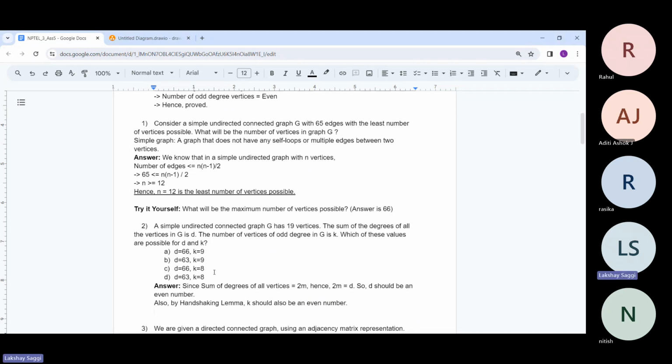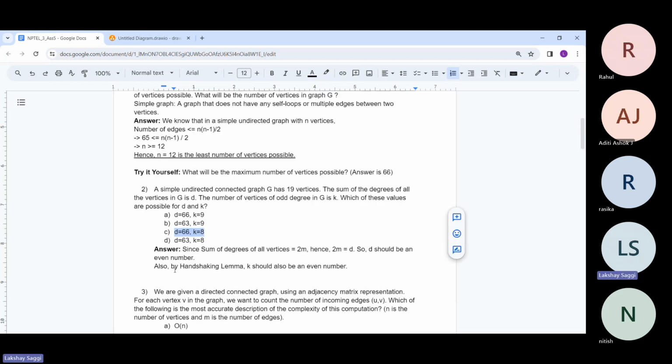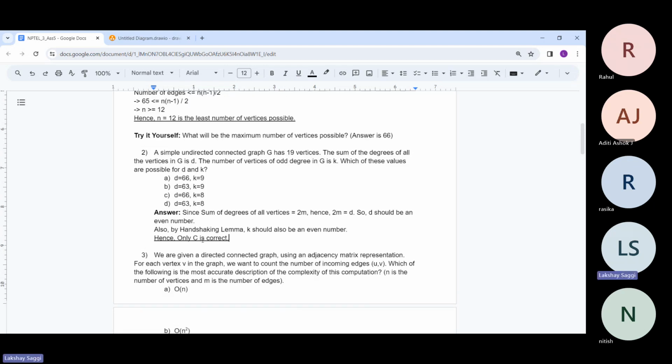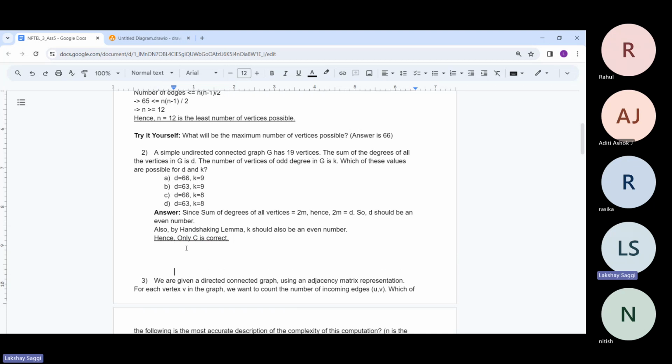So Rahul is saying that the answer should be C. So C is the only option in which both D and k are even. So that's why only C is correct, because only in option C both D and k are even numbers. I hope it's clear to everyone. So after this, we can move on to the next question. Maybe I will keep that in the next page.